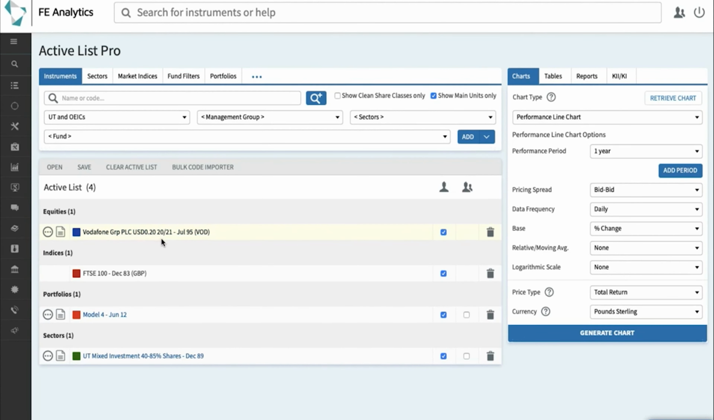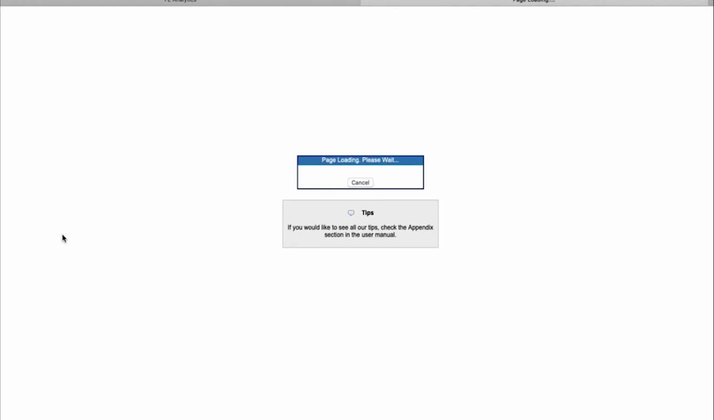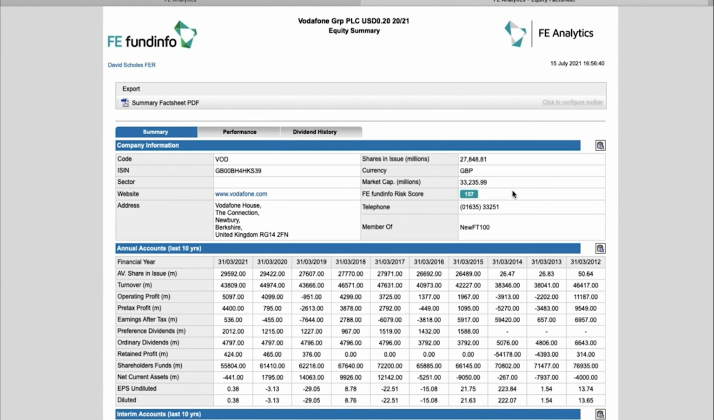I've got a direct equity with Vodafone, I've got an index, I've got a model portfolio, and I've got a fund sector. Now there are lots of different ways of sourcing the FE risk score, but there are no better ways of getting it very quickly than simply clicking the fund fact sheet next to the item on the left. So I'll start off with the equity. If I click on the fact sheet, you'll notice one of the first bits of information you'll see on that fact sheet is indeed the FE risk score, and in this case 157.